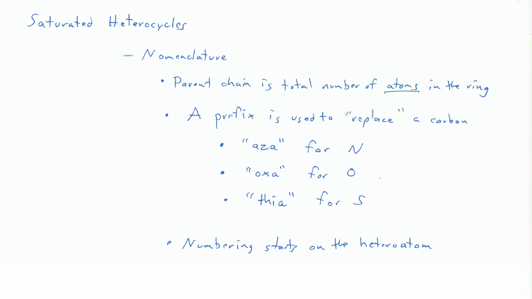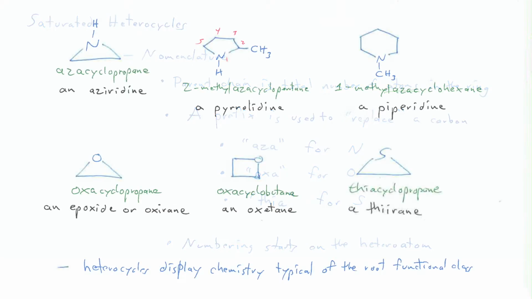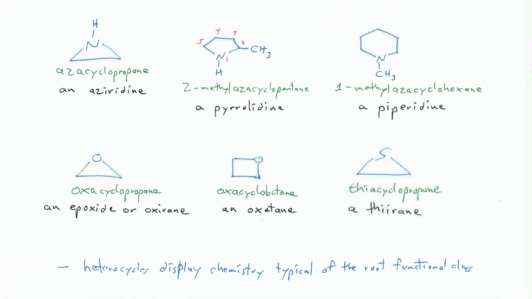The atoms of the ring are then numbered starting on the heteroatom. And yes, that means that your number one carbon of your parent chain actually will not be a carbon. It will actually be the heteroatom. So let's take a look at a few examples. And along the way, I'm going to show you some common names for some really important heterocyclic systems.